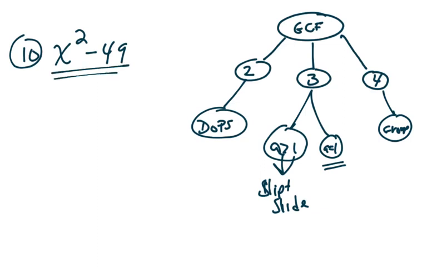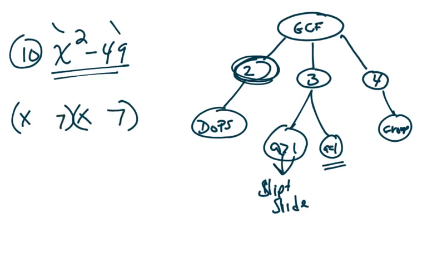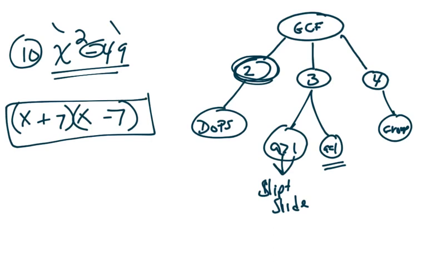But this is a difference of perfect squares. So it's 2 terms, 1, 2. So when you have difference of perfect squares, the square root of x squared is x, and the square root of 49 is 7. And you're going to have opposite signs. And that's your answer.